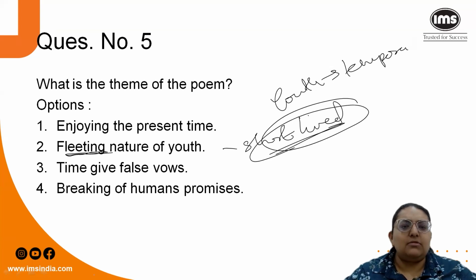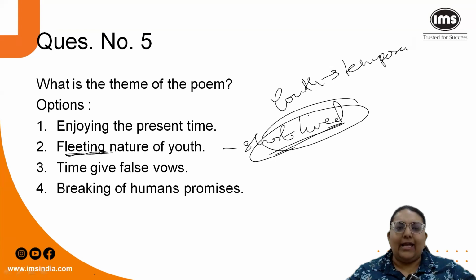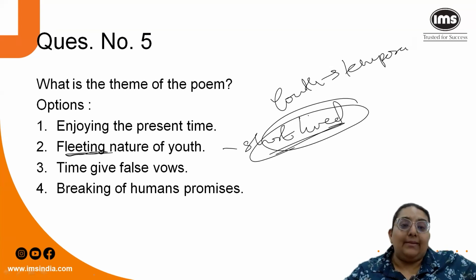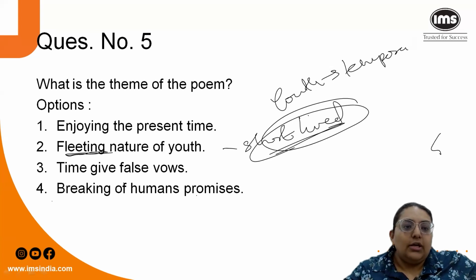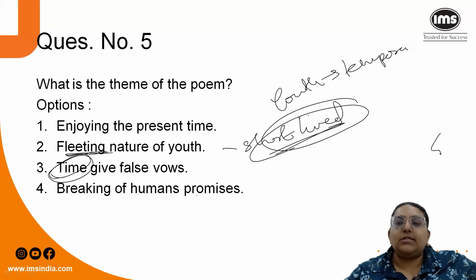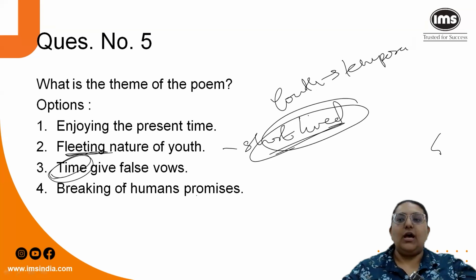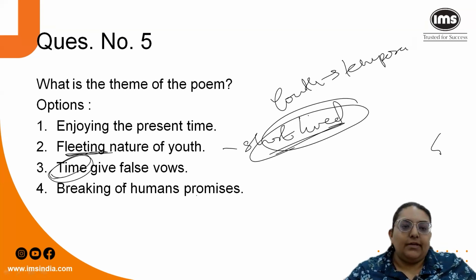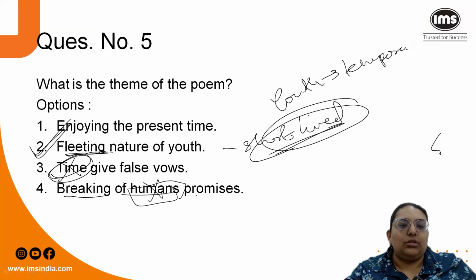Time gives false vows. Okay, time did promise, but it was not time that gave false vows. It was time, or was it youth? It was youth, because the poet talks to youth, addressing the youth that you had promised me, but now you are leaving. So it's not time, it's youth. And breaking of human promises, again, the human is not promising. So fleeting nature of youth will be the correct choice.